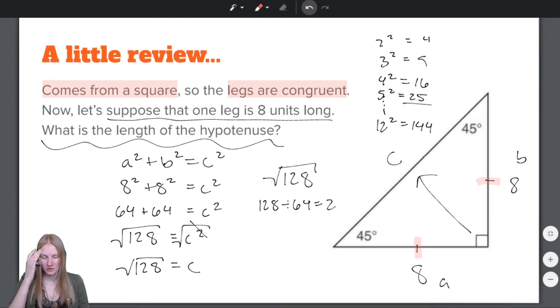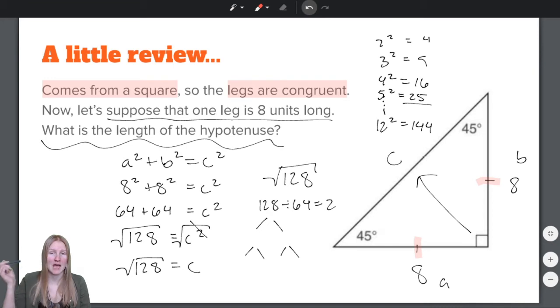Awesome. So see, if we had divided by 16, we would have gotten 8. But then wait, 8 is divisible by 4, so it gets tricky. You want to divide by the biggest number possible. There's also another way you can do this. You can make the factor tree if you want to. There's more about that in the simplifying radicals video.